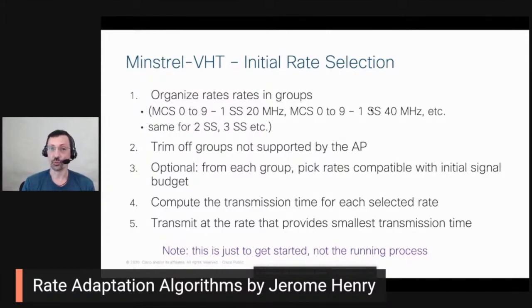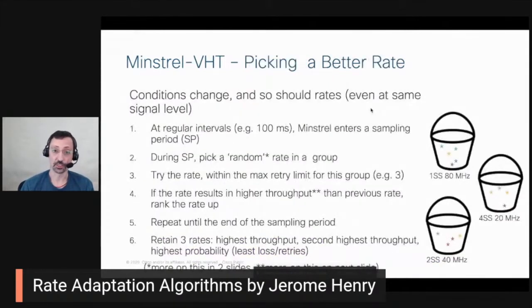If I send two spatial streams at 40 megahertz, how many bytes can I send in one frame? If I send one stream at 80 megahertz, how many bytes can I send? And how much airtime do I consume to do that? Then you pick the one that gives you the lowest amount of time per byte. You do the math, bytes over time, and you say, okay, the best ratio is going to be rate ABC. Let's start with this one. So that could be a good start.